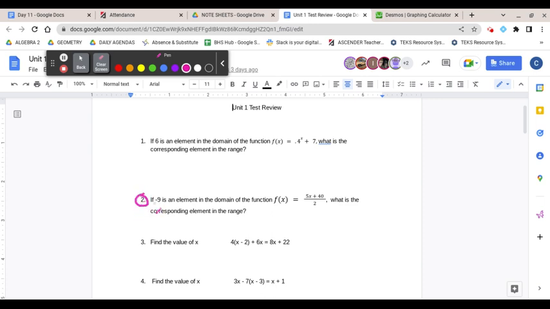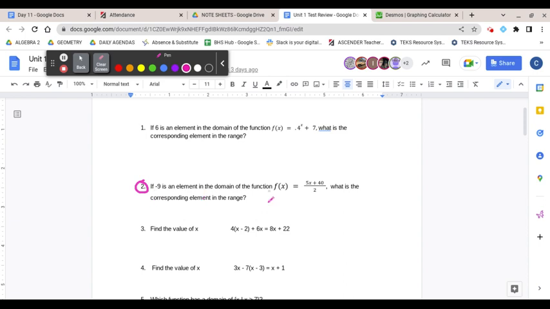So number 2, if negative 9 is an element in the domain. Okay, we're back. So negative 9 is an element in the domain. Domain is x value, so negative 9 is an x value. So if negative 9 is an x value, we want to find the corresponding element in the range. So all we're going to do is plug in negative 9 for x right there.